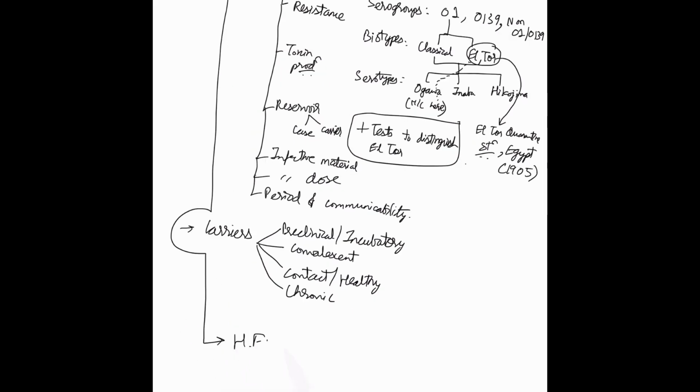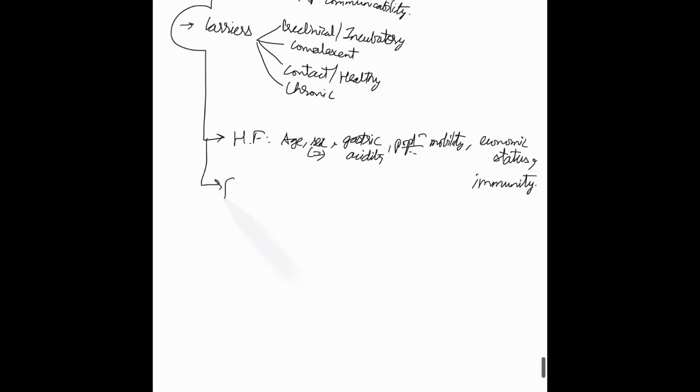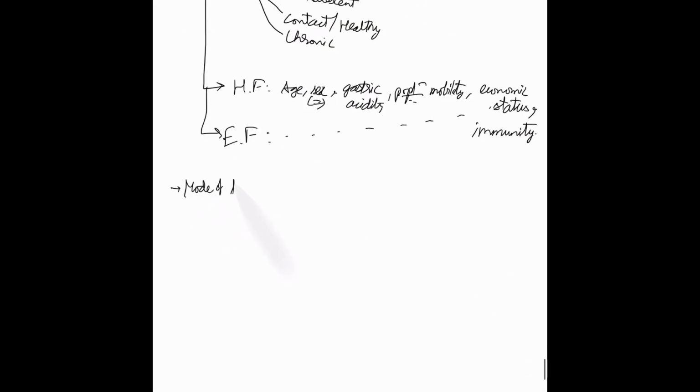Moving on to the host factors, they have age, sex, equal incidence across all sexes, gastric acidity, population mobility, economic status, and immunity. And environmental factors are similar, like bad sanitation, low socioeconomic status, etc. Modes of transmission, we have fecally contaminated water, contaminated food or drinks, and direct contact. Incubation period is 1 to 2 days, which is pretty short.